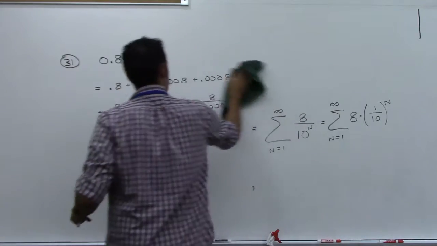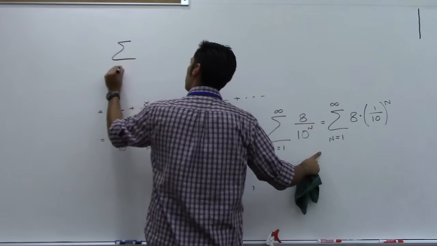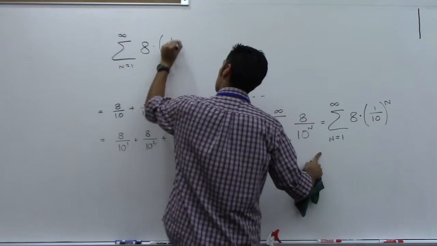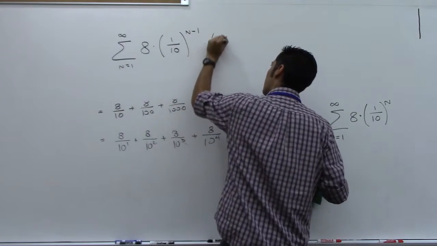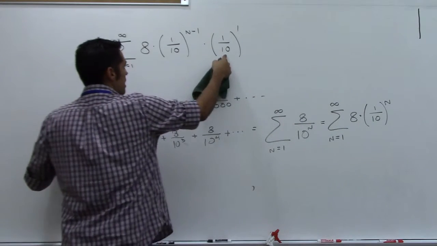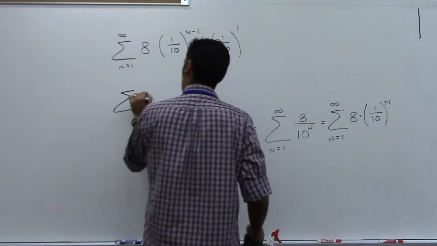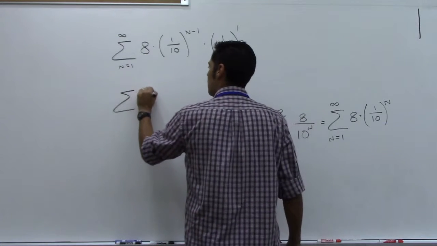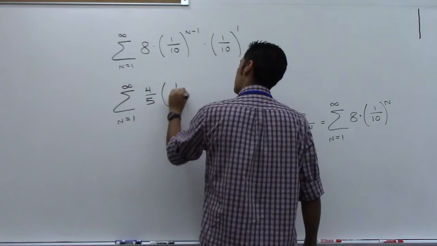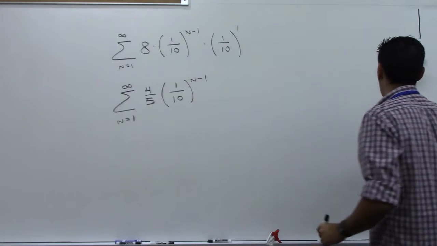So what I'll do is I will find my hidden 0 in there. So we've got sum n equals 1 to infinity. We've got the 8 out here. We've got 1/10 to the n minus 1 times 1/10 to the first power. Now this is just a number, 1/10 times 8. So that's just 8/10, 8 over 10, which is 4/5. And then 1/10 to the n minus 1. And that is the perfect format that we need for geometric series.